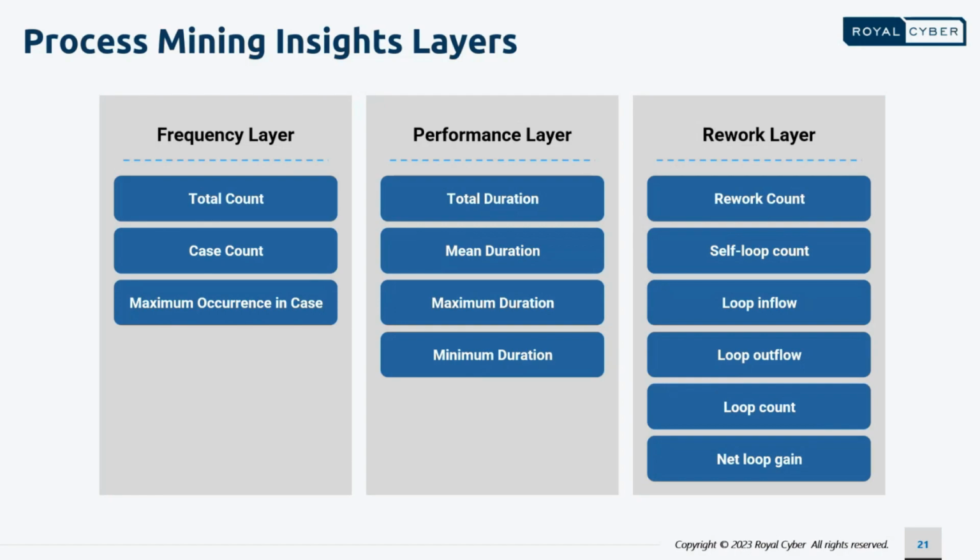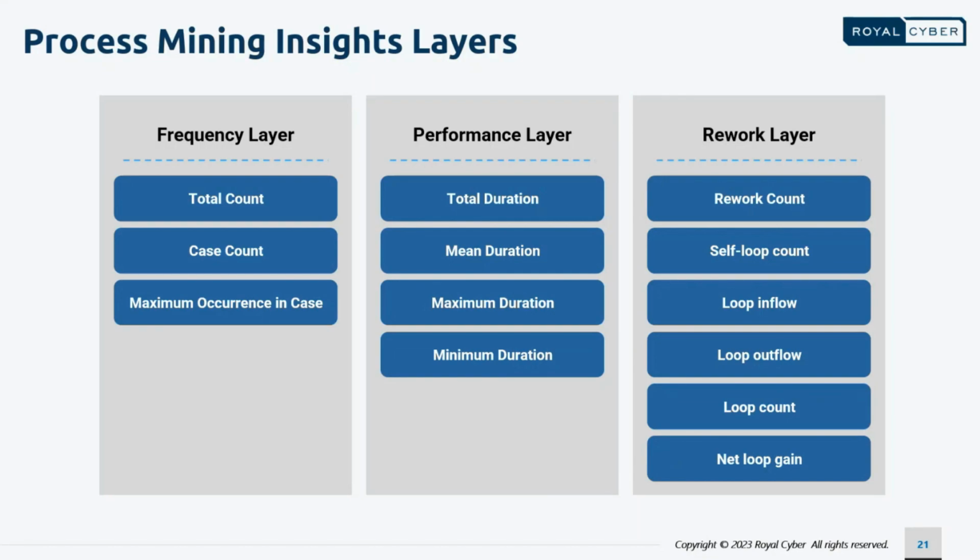Then we have loops also. A loop is three or four activities followed by the same three or four activities. The sum of those loops and self loops is the rework count. Then we have loop inflow and loop outflow as well. Loop inflow is the representation of repetition of an activity's predecessors, and loop outflow is a representation of repetitions of an activity's successors. And then we have loop count and net loop gain.